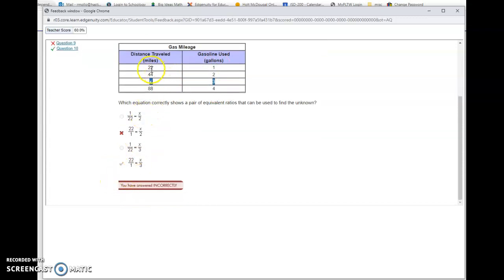And if you look here, 22 goes with the 1. So 22, 1 and the x goes with the 3, so x, 3, so it's going to be that one. So 22 over 1 has to be the same as x over 3.